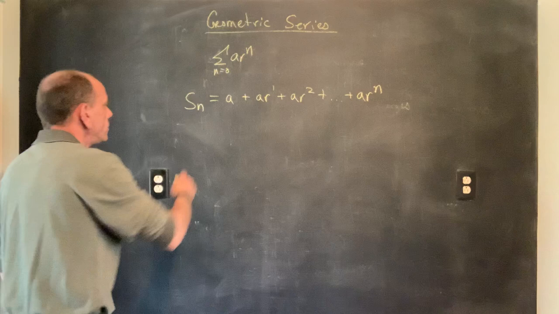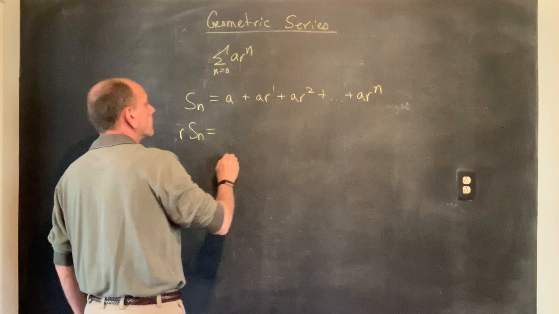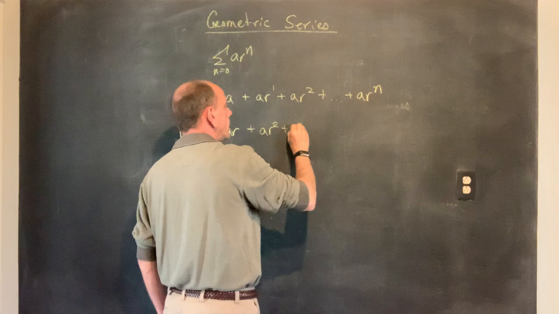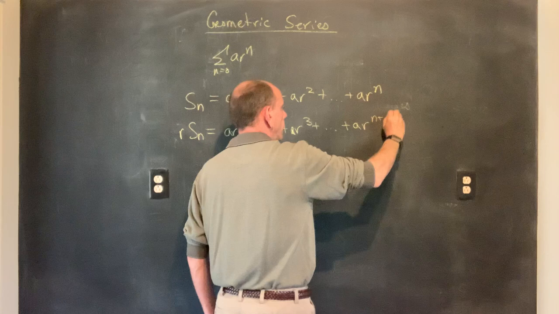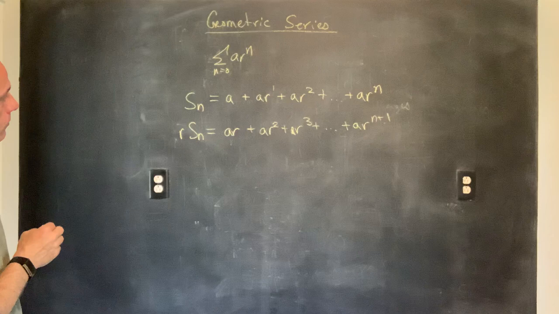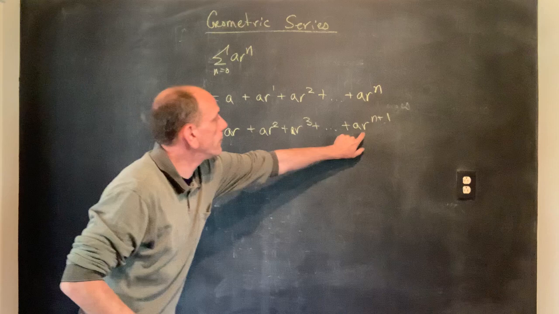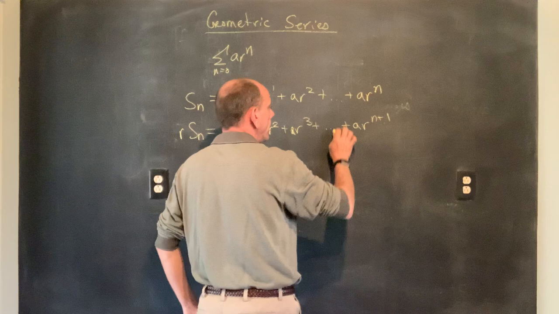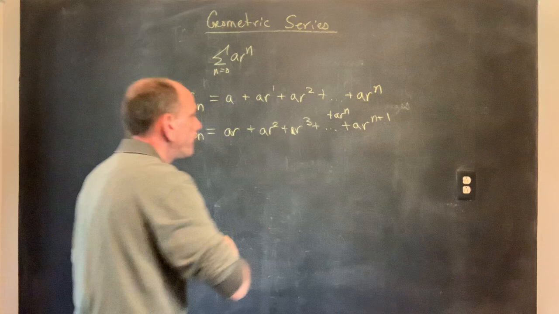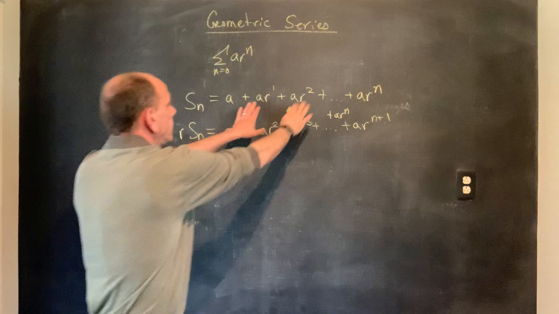Okay, let's just multiply this by r. So I have r times S n. Well, that's going to give me a r to the first plus a r squared plus a r cubed, up to a r to the n plus 1. I'm going to add 1 power of r. Look at all of this stuff, it's all up in here. There's actually an a r to the n right before that, and then a r to the n plus 1, because I multiplied that last term by an extra r. So all that stuff is all in here.